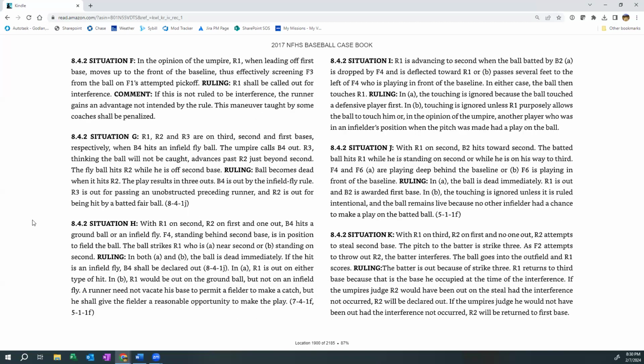Eight, 4, 2 situation. J might. And B. J doesn't quite fit because F4 and F6 are both behind the runner. Yeah, I know. I'm just looking. I'm trying to talk my way through it here.